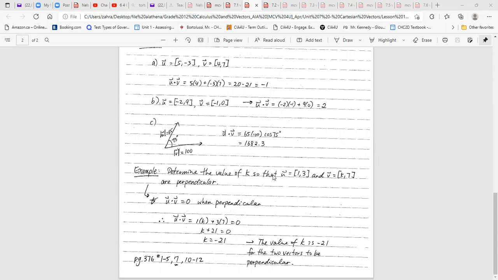Determine the value of K so that U and V are perpendicular. I know U and V are perpendicular if the dot product between them is 0. The components are given, so 1 multiplied by K plus the Y component multiplied by the Y component, 3 multiplied by 7. So it should be 0. If they are perpendicular, it means again the dot product between them should be 0. Then you can rearrange it for K, and K is equal to negative 21.